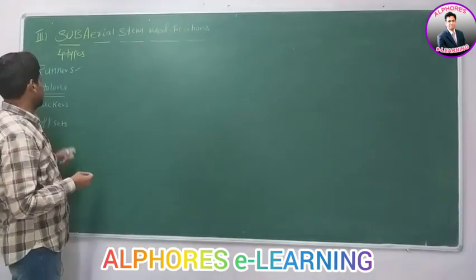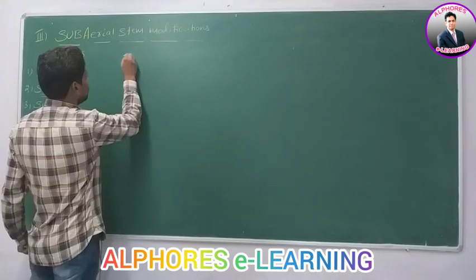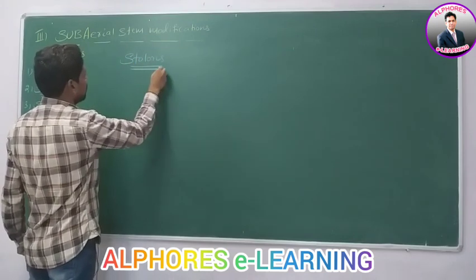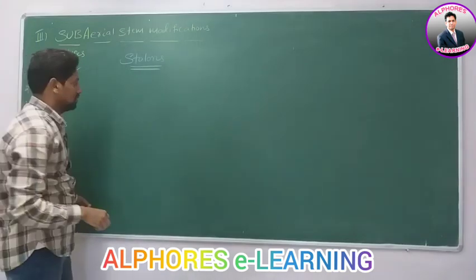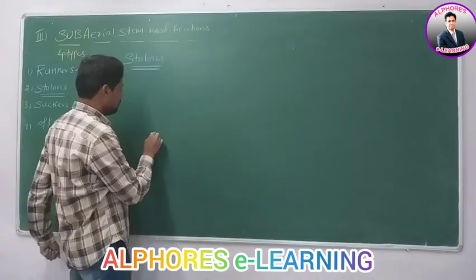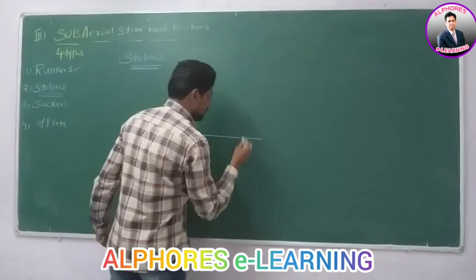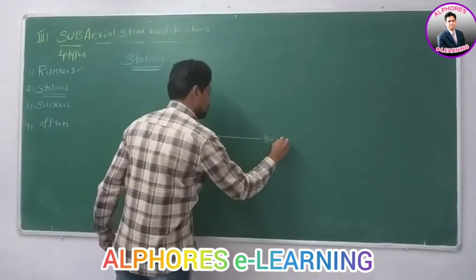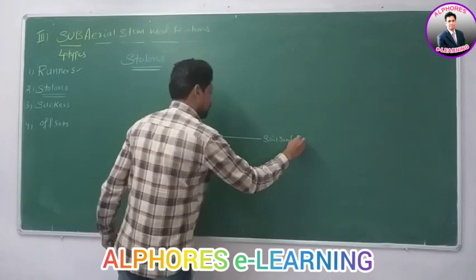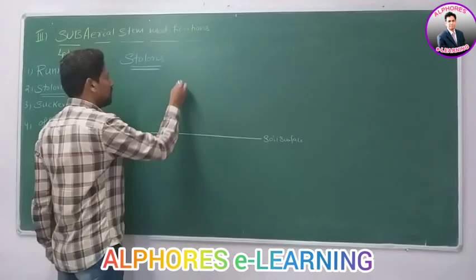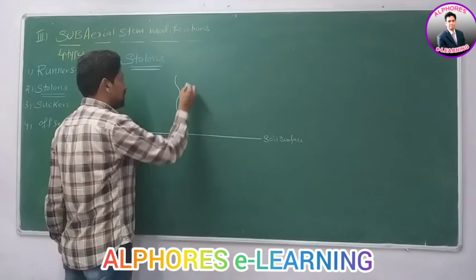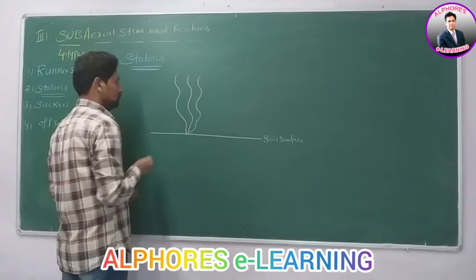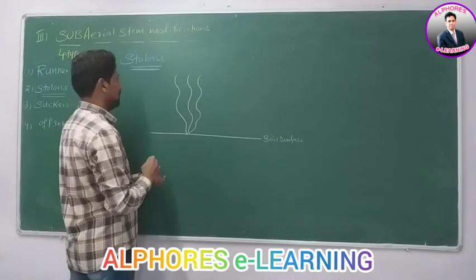Go for the second one. What is it? Stolons. Right? Now see here, sir, this is the surface of the soil, right? Soil surface. Okay, sir, this is the main stem, sir. What is this one? Main stem.